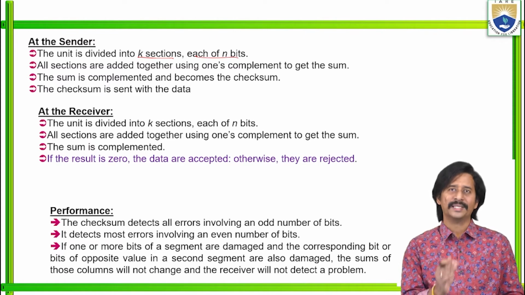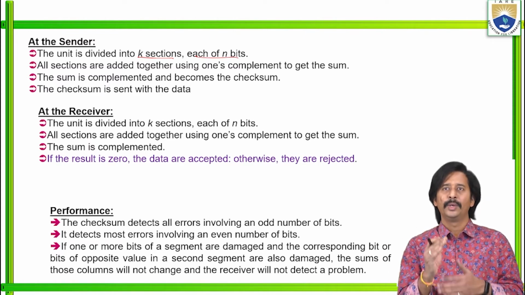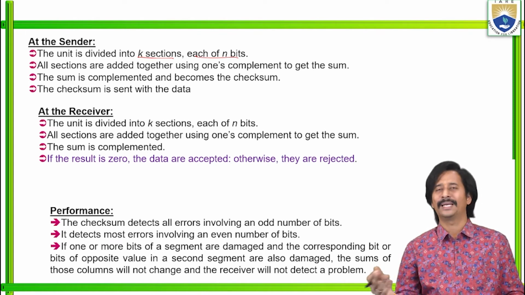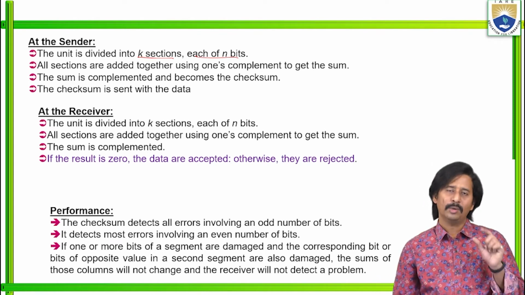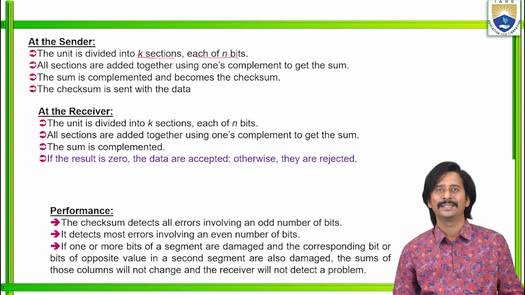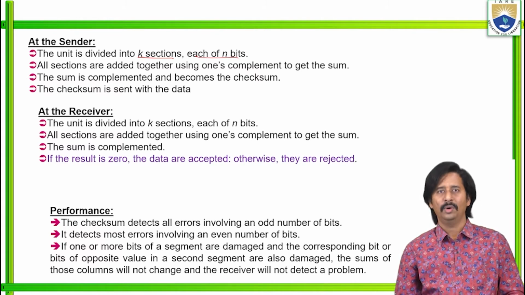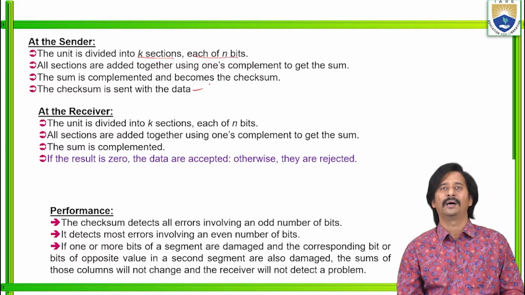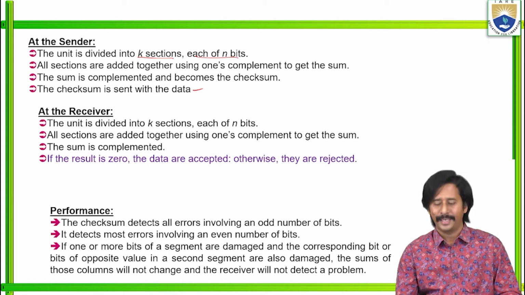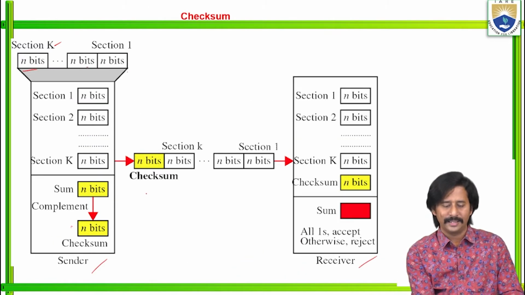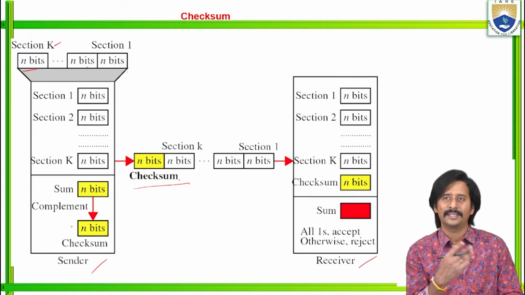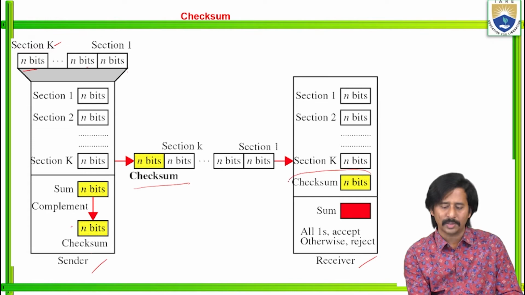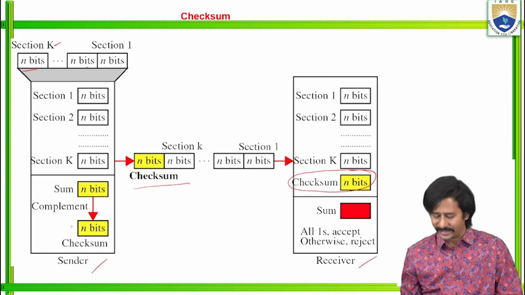Now, all sections are added together using 1's complement to get the sum. Now the sum is complemented and becomes the checksum. Whatever checksum you get, that checksum is sent with the data. In this example, this is the checksum, and it is sent with the data, so that checksum is also received at the receiver side.